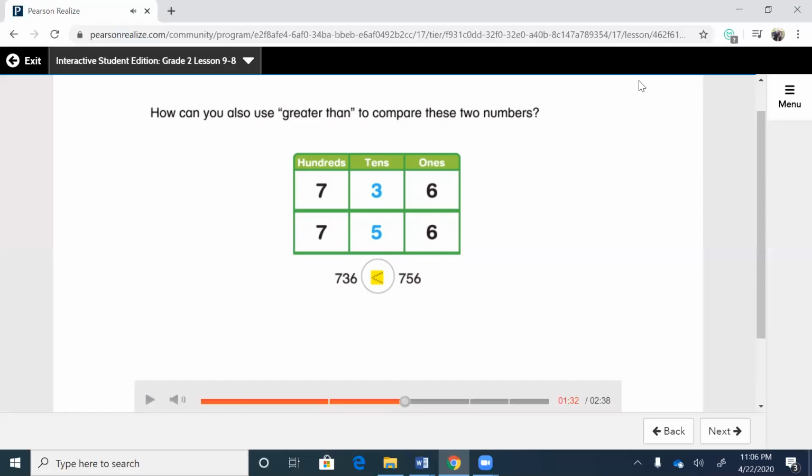Now, they put 736 first. So it reads 736 is less than 756. The other way to write it is just to flip the numbers. 756 is greater than 736.